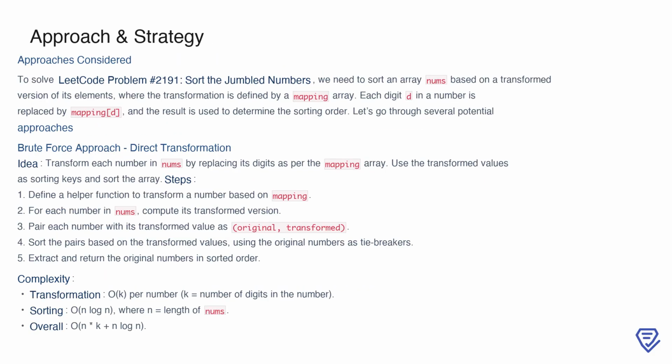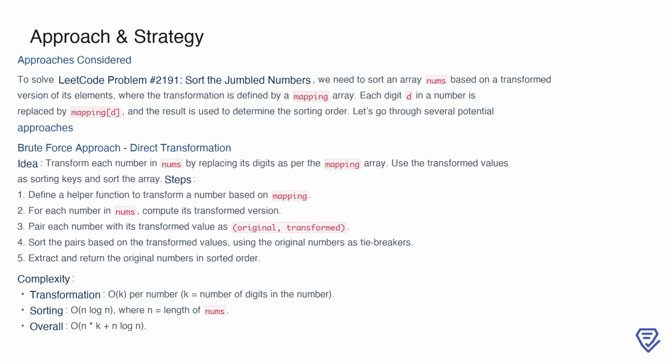To solve LeetCode problem number 2191, the task is to sort an array of numbers, nums, based on a transformed version of their digits. This transformation is defined by a mapping array, where each digit in a number gets replaced by its corresponding value in the mapping.